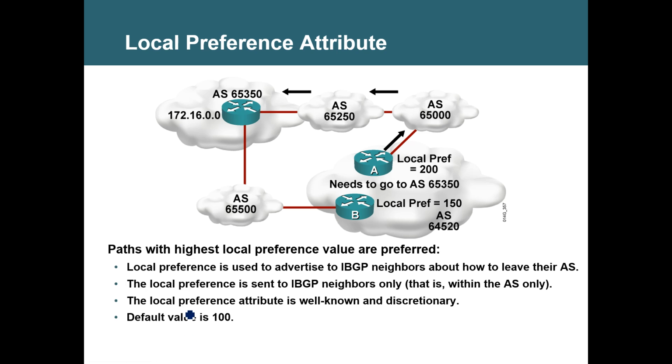Local preference. When I configure it on router A, every router will know about the local preference of A because it is advertised, it is sent to all IBGP neighbors. The scope of this attribute advertisement is within the AS, within the autonomous system.